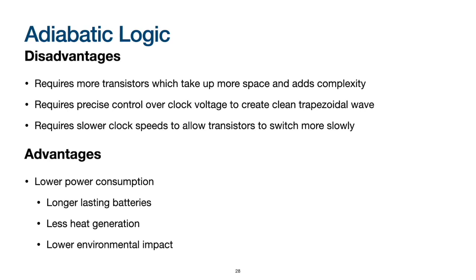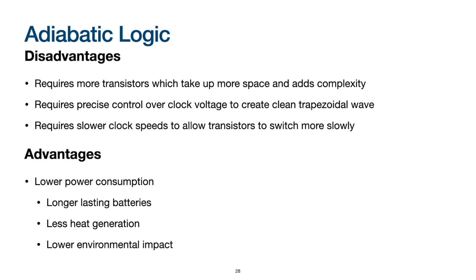One of the main disadvantages is that adiabatic logic approaches tend to require more transistors, which takes up more space and adds a lot more complexity to traditional CMOS designs. Adiabatic logic also requires, in many situations, precise control over clock voltages to create the clean trapezoidal wave or triangular wave signals required by the logic designs. On top of that, adiabatic logic sometimes requires slower clock speeds, so that transistors have the chance to switch on more slowly.